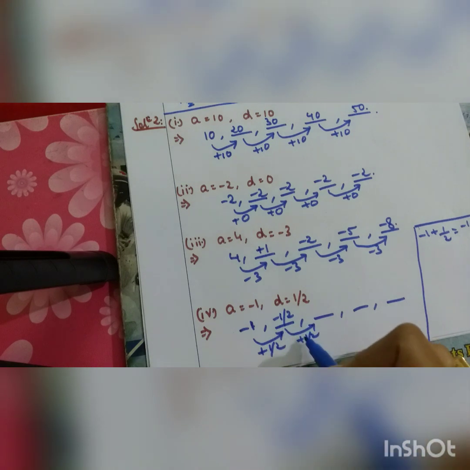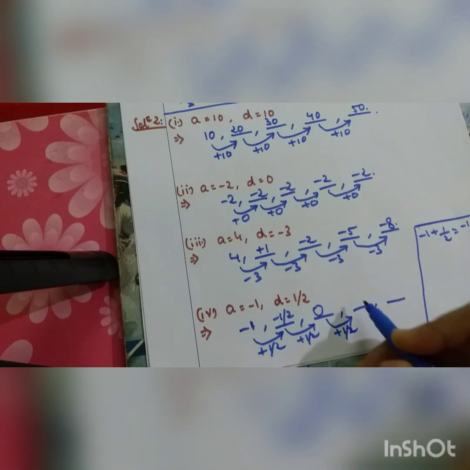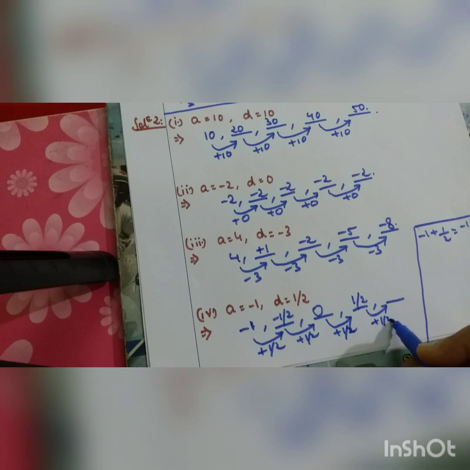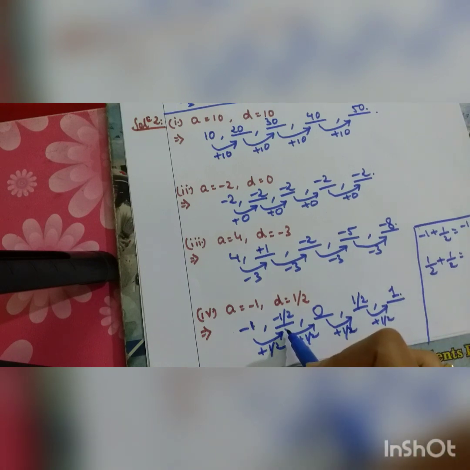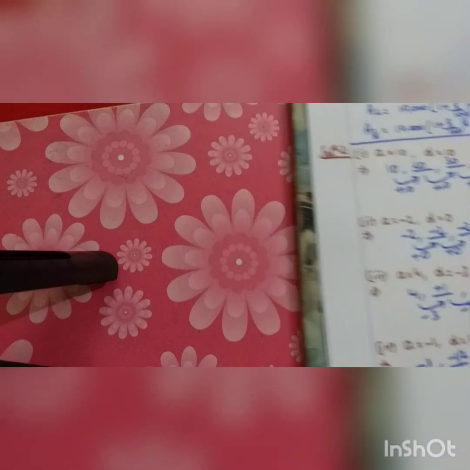When you add, minus half plus half will give you 0. Okay, again add plus half. So 0 plus 1 by 2 will be plus 1 by 2 itself. Again add plus 1 by 2. Okay, so when you add 1 by 2 plus 1 by 2, the answer will be 1. So the next 4 terms will be minus half, 0, half and 1. Hope till here it is clear.